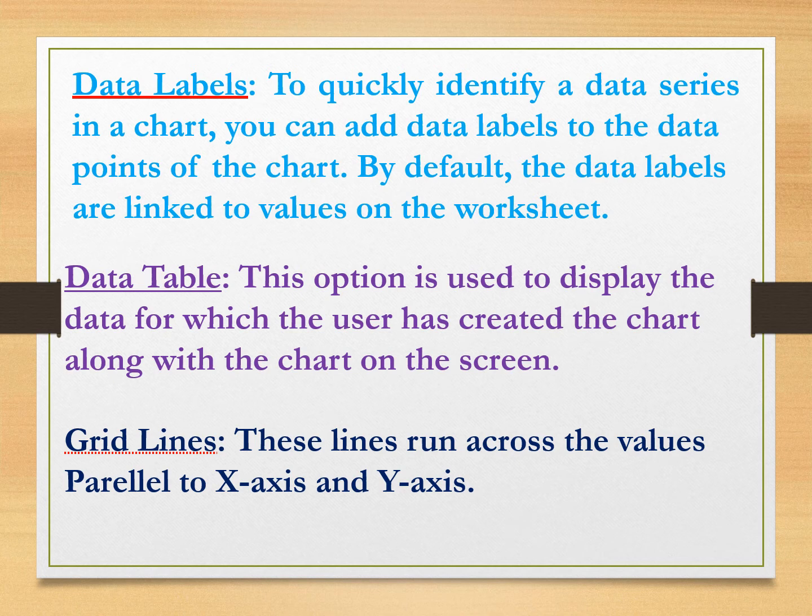The next one is data table. This option is used to display the data for which the user has created the chart along with the chart on the screen. This we have already seen in the chart layout. By selecting the chart layout option, you are able to see the names of the students and the marks of the students along with the chart. In the same way the data table also works. The next one is gridlines, and gridlines are the lines which run across the values parallel to the x-axis and y-axis.